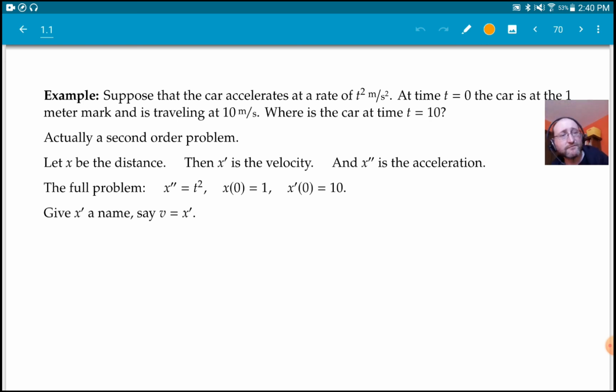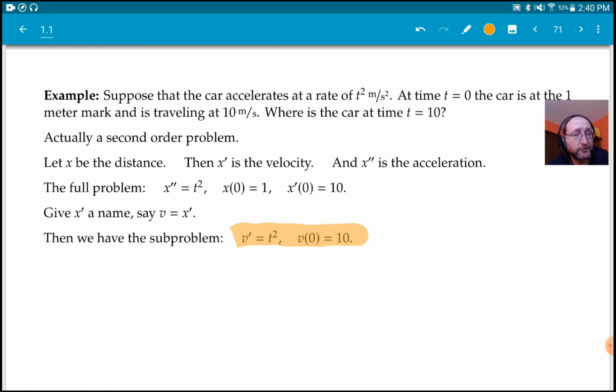Now to make it a first order problem, just give x prime a name. Call it v, velocity. v is x prime. I'm basically adding another variable, another equation, but then I just solve a different problem. I solve this first order problem for v. I know that v at time t equals 0 is 10, and v prime, which is acceleration, is t squared. So I can solve that for v.